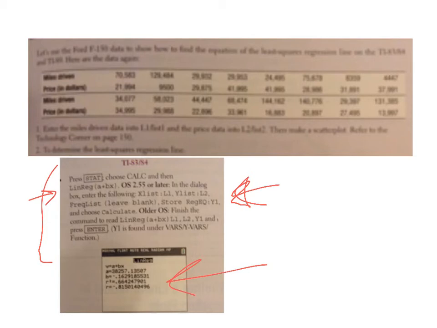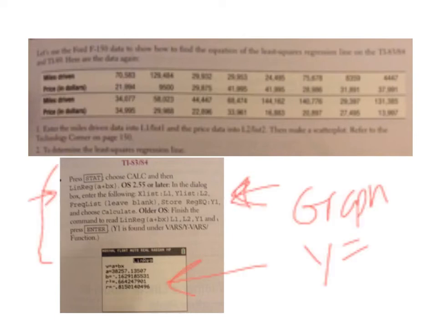Okay, you'll get your slope, your y-intercept, your R value, your correlation there. Okay, and then you can go ahead and graph it. When you graph it, go to your y equals screen, because you should have saved this under y1.